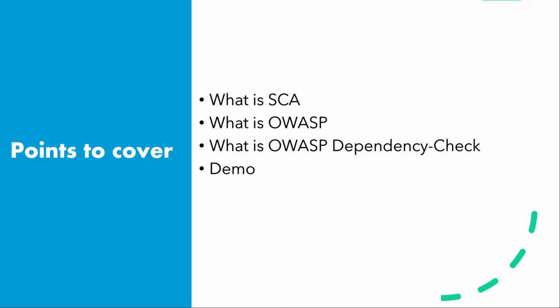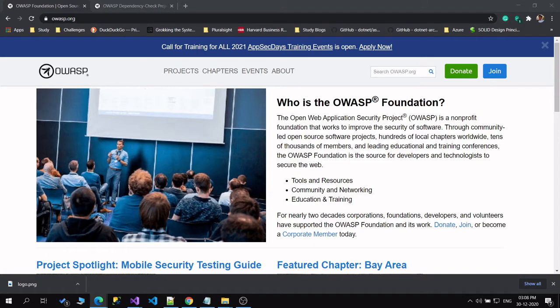Okay, so now let's see what OWASP is. Let me go directly to their web page. OWASP stands for Open Web Application Security Project. It is an international non-profit organization dedicated to web application security.